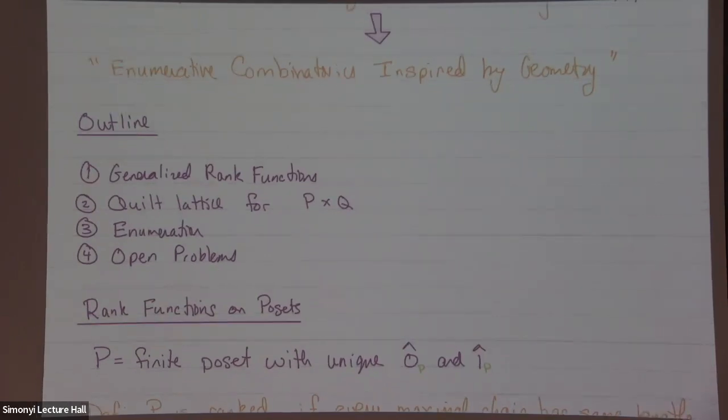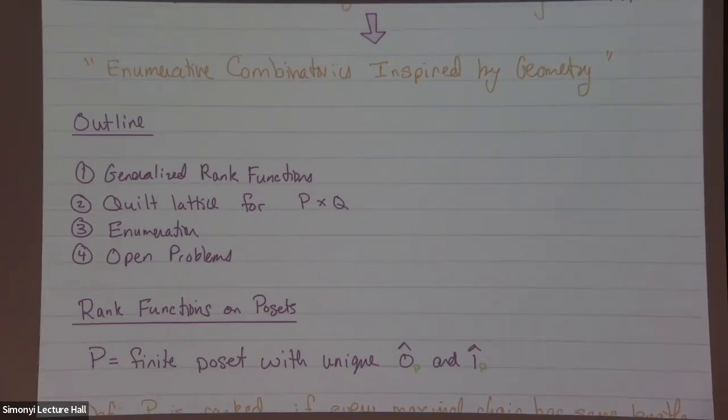So here's the plan. I want to talk to you about generalized rank functions. And those are going to become the quilts, ASM quilts. And then the quilt lattice comes with two posets, P and Q. And then we'll talk about some enumerative results and quite a few open problems that are left in this area.